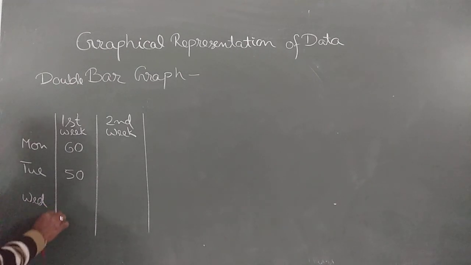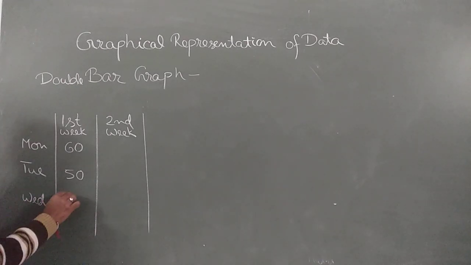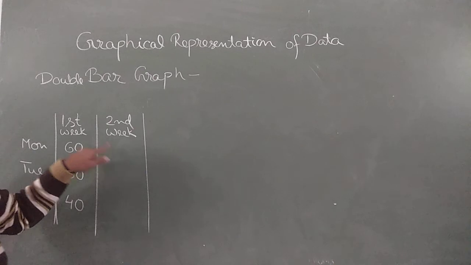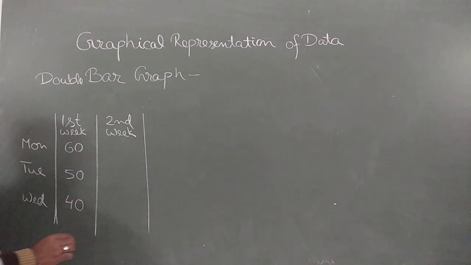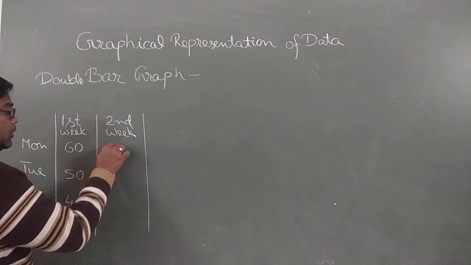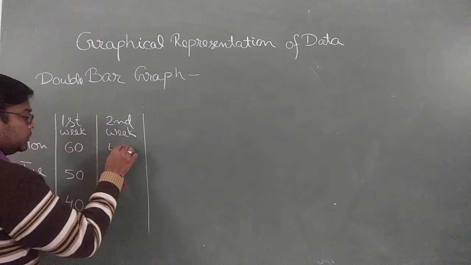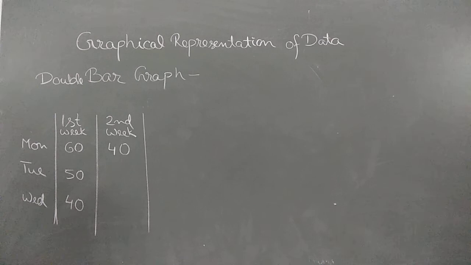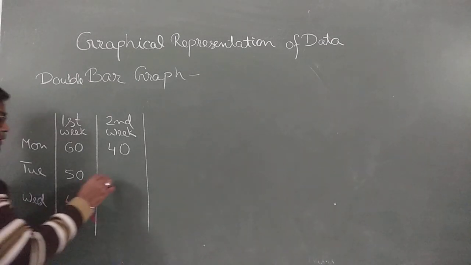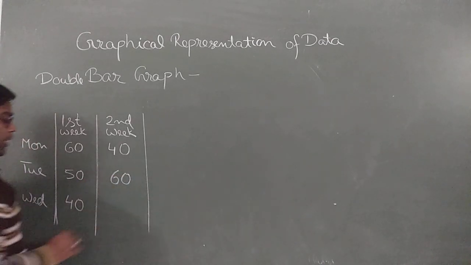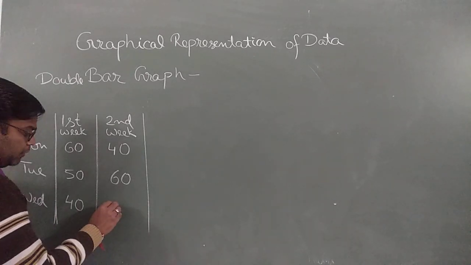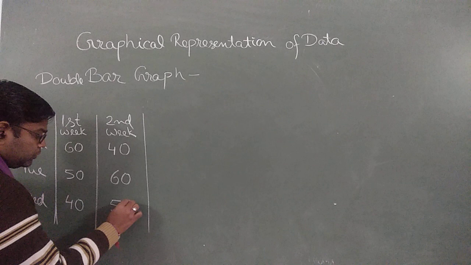On Wednesday, due to rain, attendance is less. It's 40. Now again, in the second week, on Monday, again there is rain and attendance is about, okay, I'm taking simple data, it's 40. On Tuesday there is a bright sunny day, attendance is 60, and on Wednesday due to heavy traffic some students are unable to come, so it's 50.